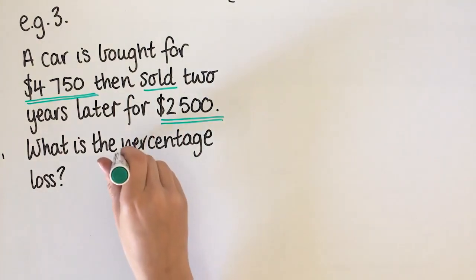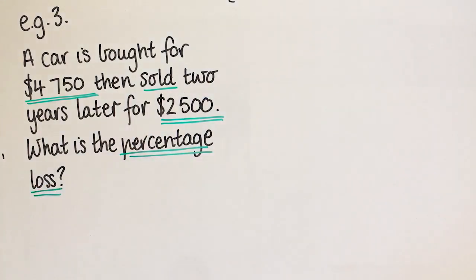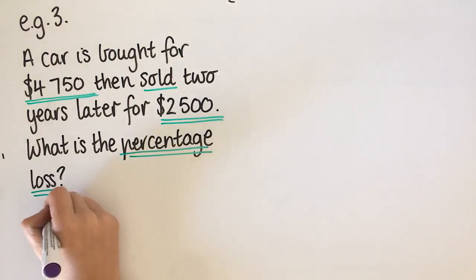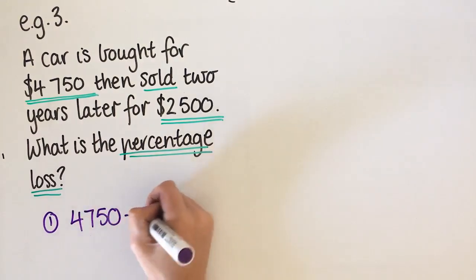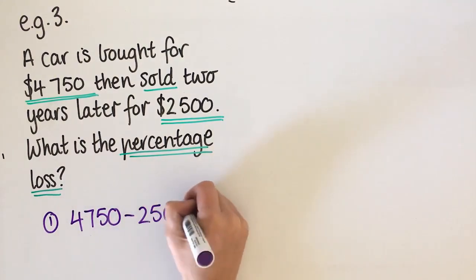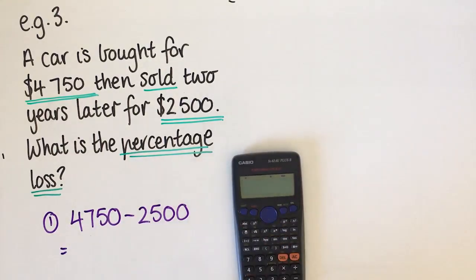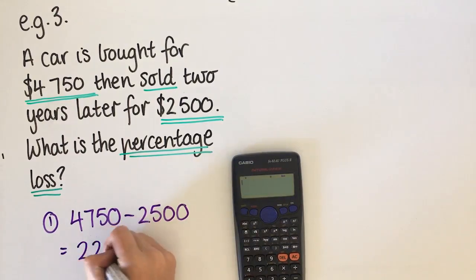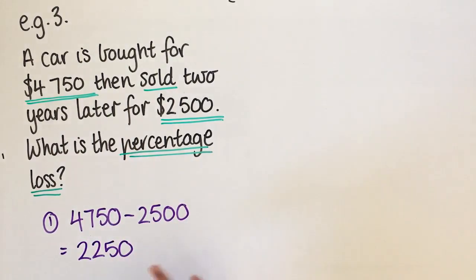We need to find the percentage loss. Okay, so the first step is to calculate the change in value. We're going to take 4,750 and take away 2,500 to figure out how much it has changed in price. That's going to give us $2,250 is what it's gone down by.